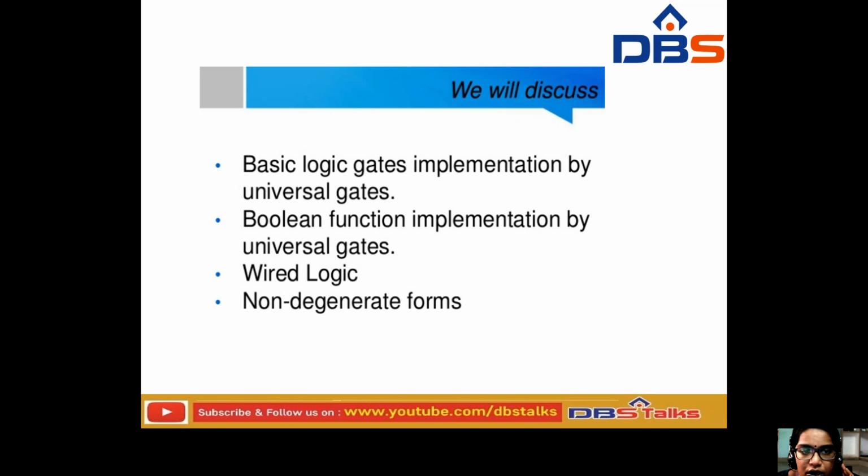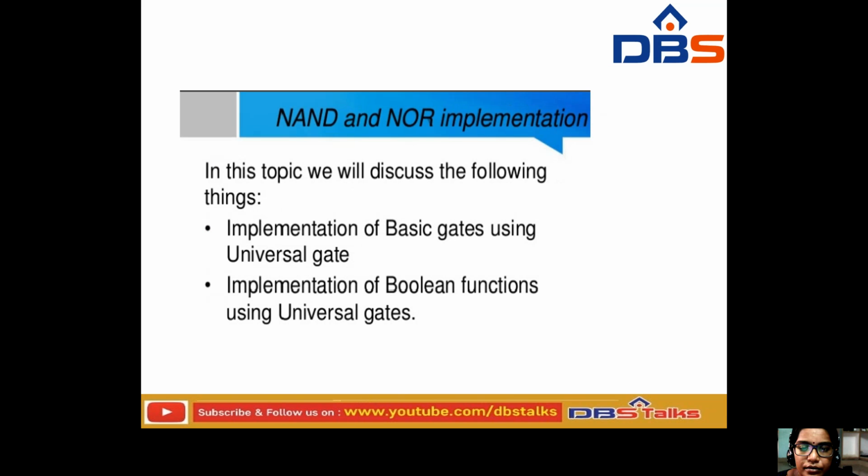These are the basic logic gates implemented by the universal gates. Here we are going to discuss mainly the basic logical gates implementation by the universal gates, the Boolean function implementation by the universal gates, and the wide logic and non-degenerate forms. Next in this topic we will discuss how we are going to implement the basic gates using the universal gate and the implementation of the Boolean function using the universal gates.